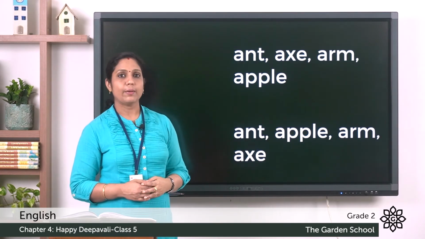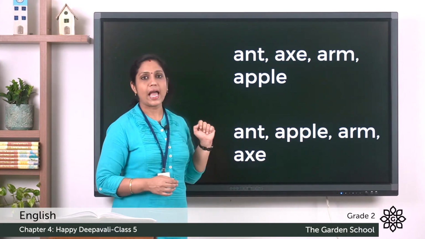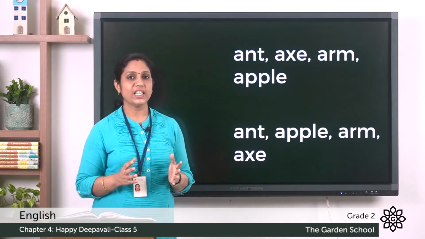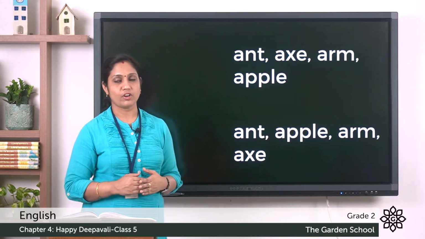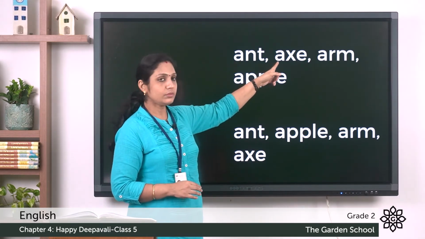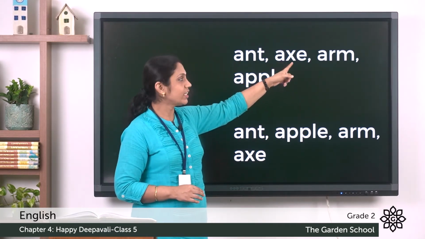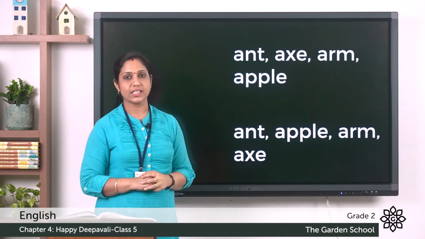Let's look at one more example. We have ant, axe, arm, apple. All the words begin with the letter A. So what do we need to do? We have to check the second letter of these words. So ant, N is the second letter, axe, X is the second letter, arm, R is the second letter, apple, P is the second letter.